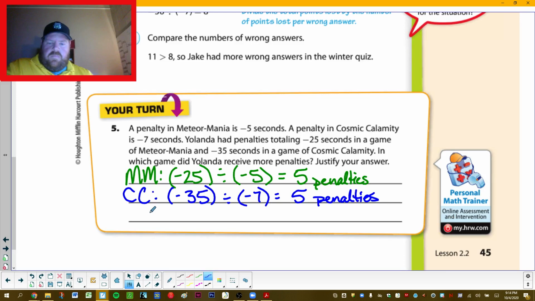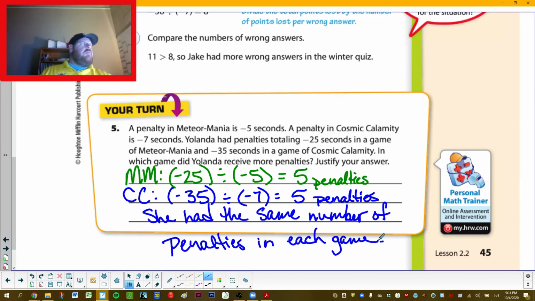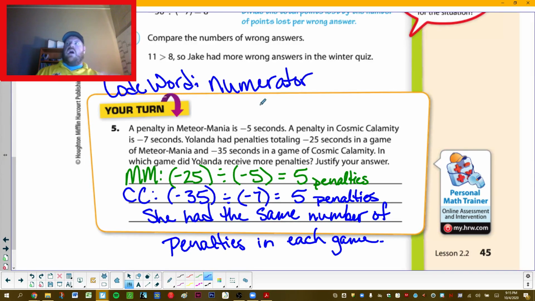Okay. All right, so that'll be it for today. The last thing I do want to get us is a code word, because we started talking about division, and we dealt a little bit with some key words. I'm going to go with numerator. Numerator again is the top number in a fraction. And where numerators come into play a lot in division, it's the first number in the division.